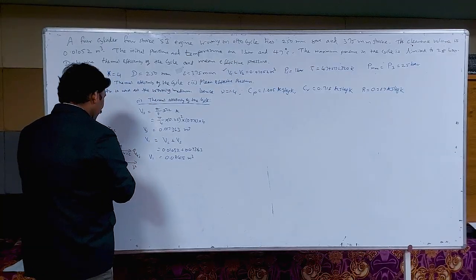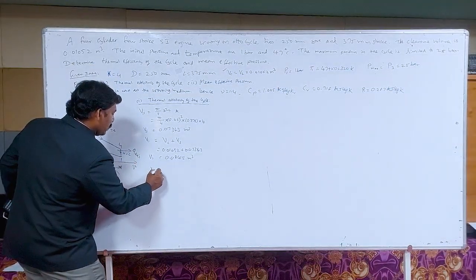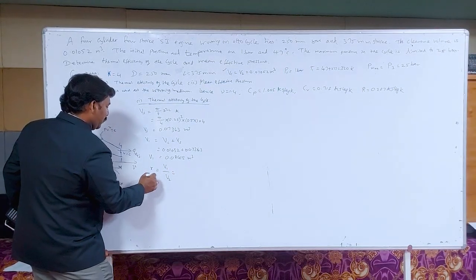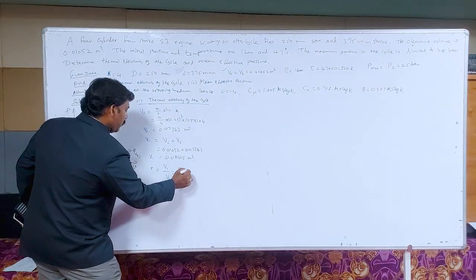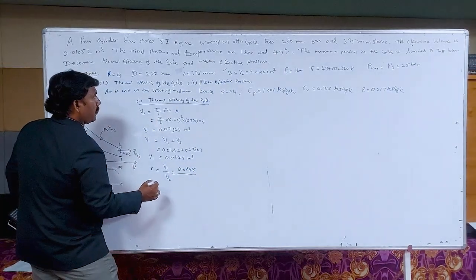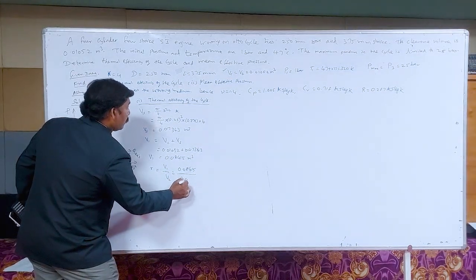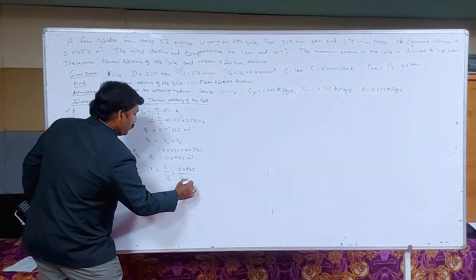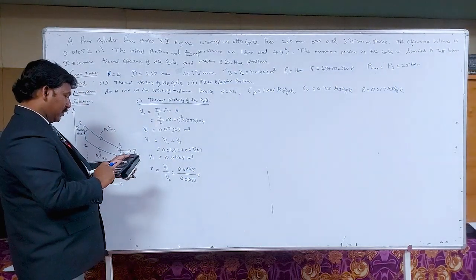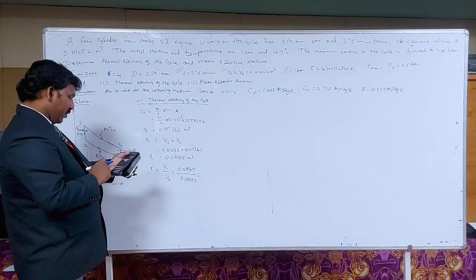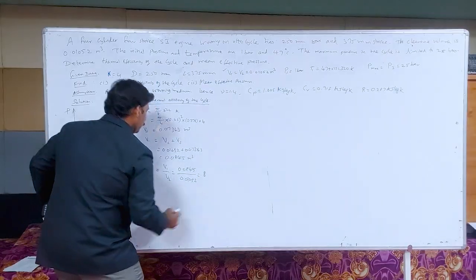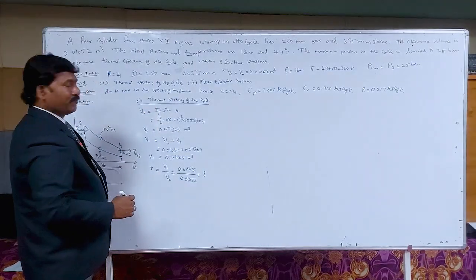Now I have to find out the compression ratio r, that is equal to V1 by V2. I know V1, the volume at initial stage, 0.08415, and this is the volume after compression. So I'll get the ratio like this: 0.08415 divided by 0.01052. The answer is approximately 8. So compression ratio is now 8.